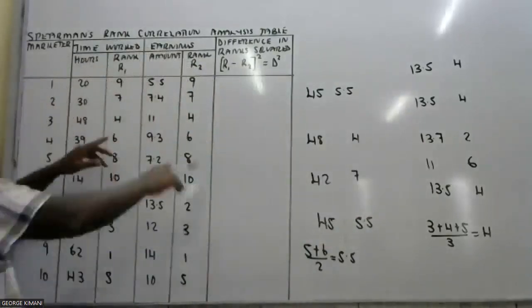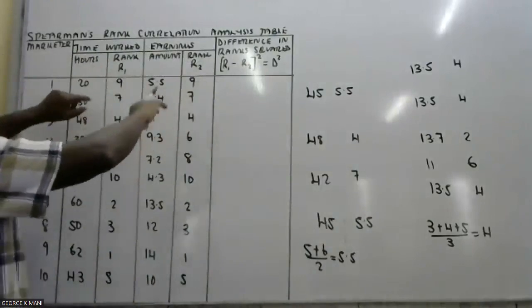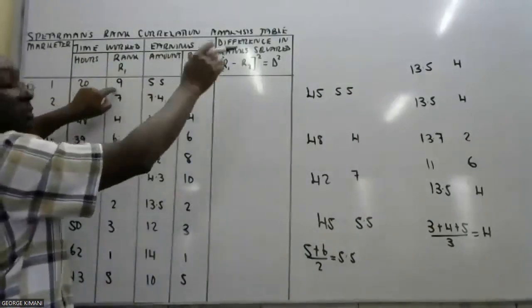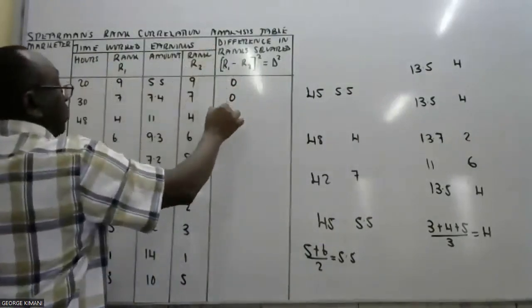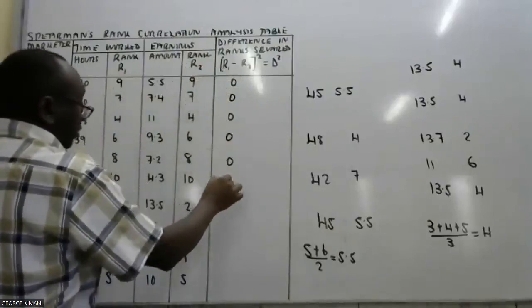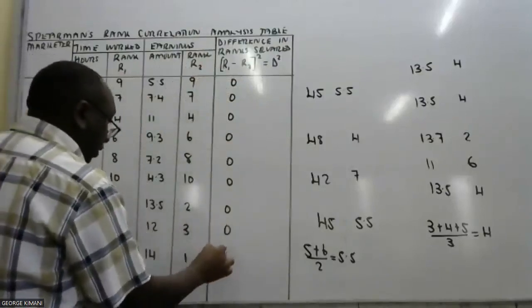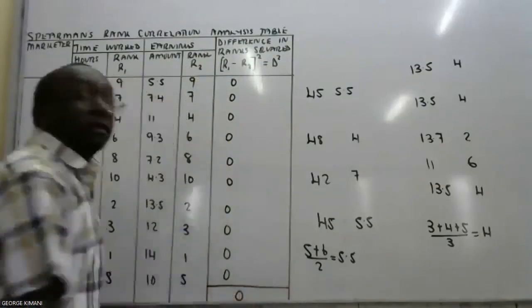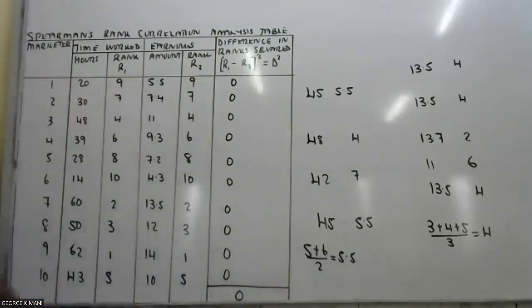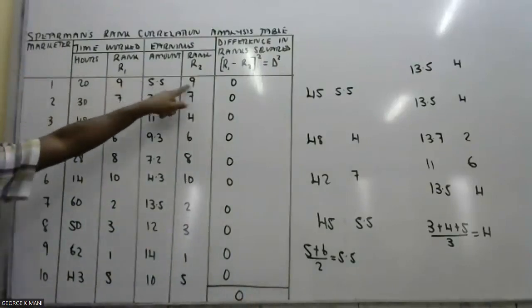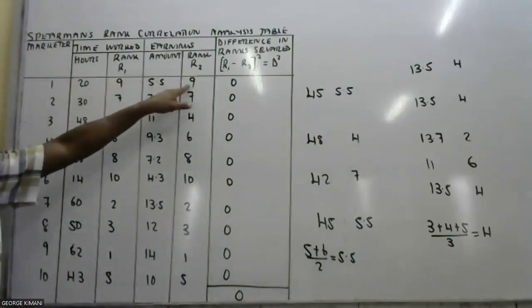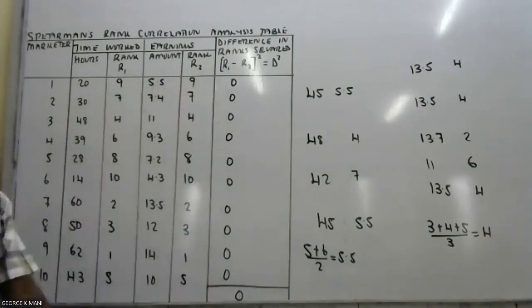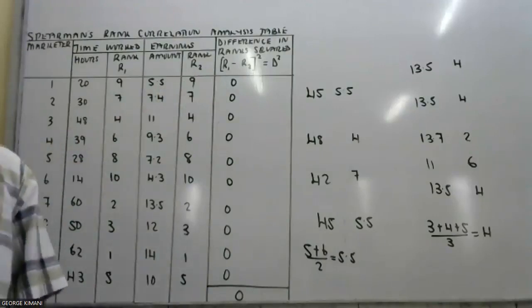Then from there, now you get the difference. Now, since all of these are the same, all of these will be zeros. They will be zeros, but don't claim that every time they will be zero. It's only a coincidence. So if, for example, this was 4 and this was 9, then 4 minus 9 is minus 5, you square, you get 25. So you sum. Then at that point.